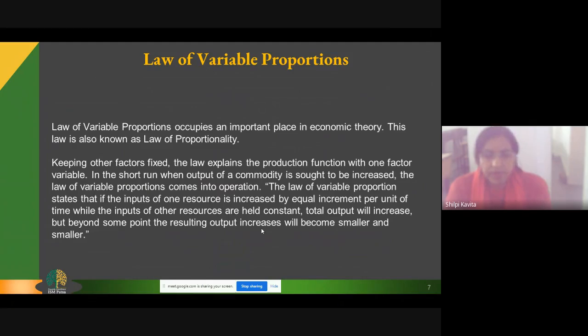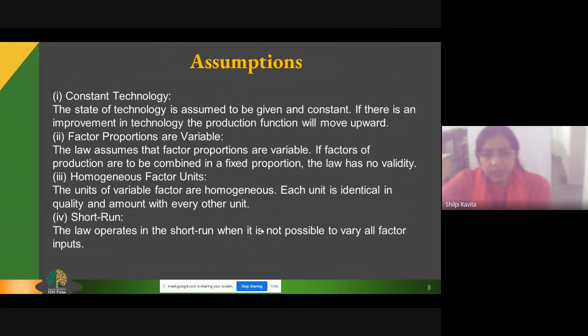That means if we increase the variable factor initially, it gives increasing returns to scale, and after a certain time, it starts giving diminishing returns to scale, which will be explained in the slides coming. Now, assumptions. This law of variable proportion is based on certain assumptions.